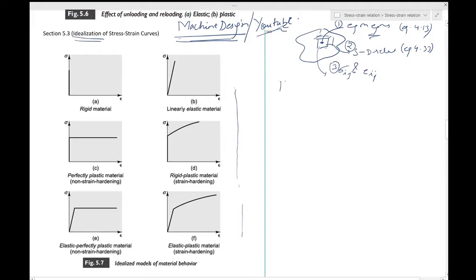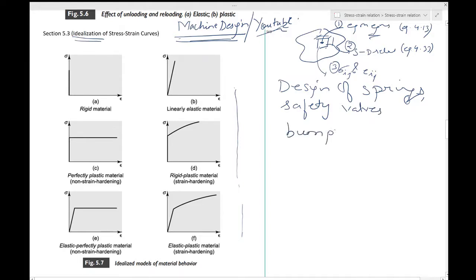So that's one example: the design of springs, where a certain load should produce a given deformation. Then you have safety valves. Then you have bumpers in a car, crash panels, and many other things. You want all of them to deform, but not as much as they want to, only to a certain value, so that those things can serve the purpose they are supposed to serve.